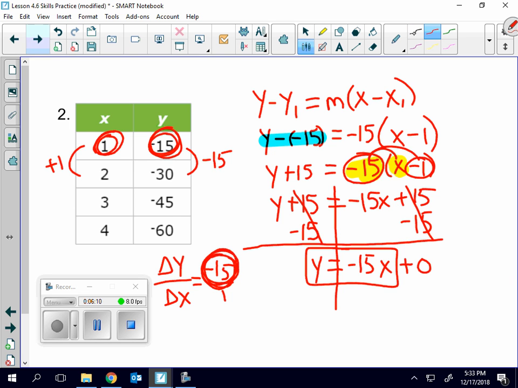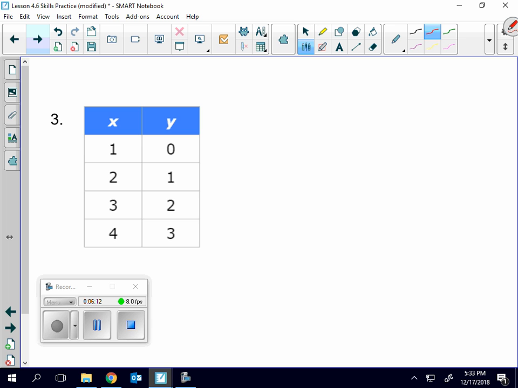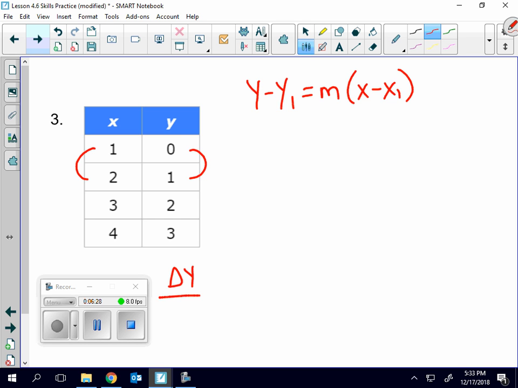Let's do another one. Okay, this one looks pretty easy. We have y minus y1 equals m times x minus x1. Okay, we're going to go find our slope. Change in y over change in x.